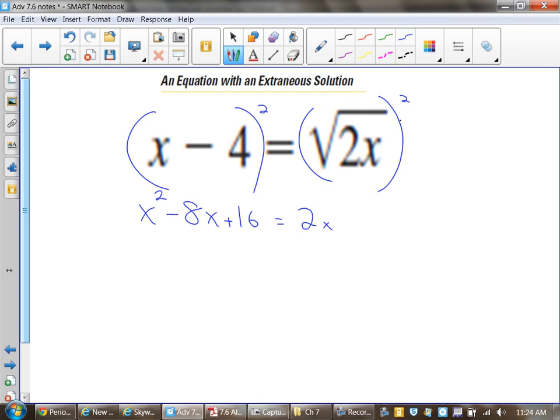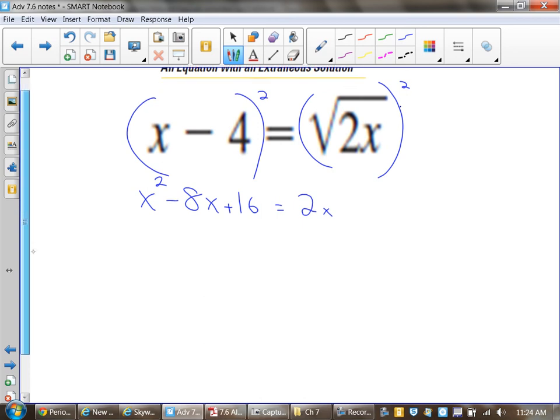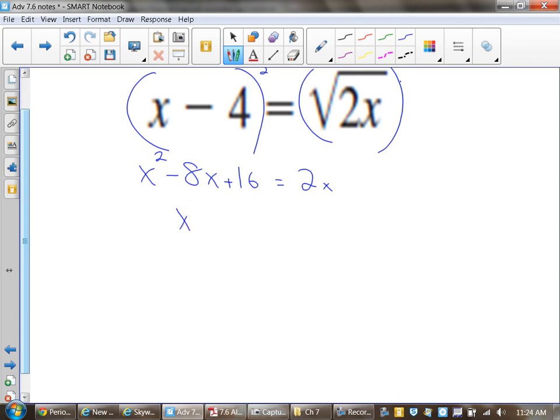Remember, when you have junk squared, it means junk times junk. All right. Now you're going to set one side equal to 0, and we're going to factor again. So what times what is positive 16, and you add together to get negative 10? So what are your zeros? 8 and 2.